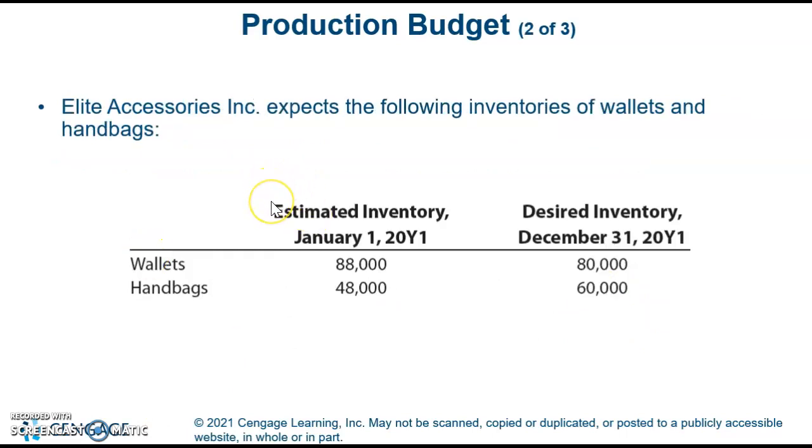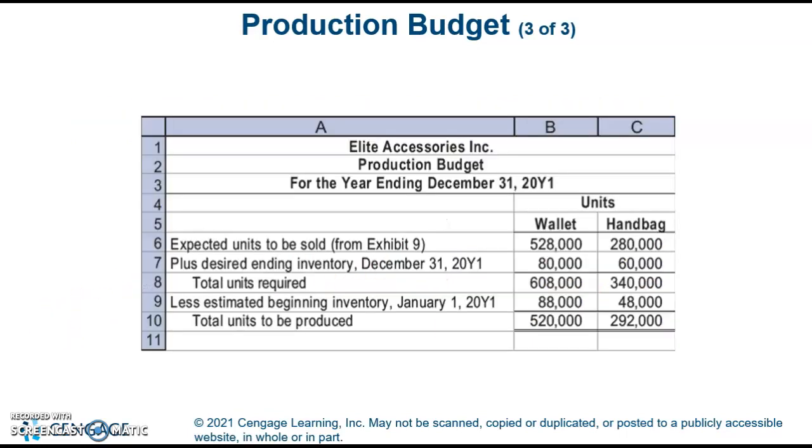Okay, so this is what Elite expects the following inventories of wallets and handbags to be. You can see we have an estimated inventory of 88,000 at the beginning, and we have desired ending inventory of 80,000 for the wallets. And then we're given the same information of what we expect and desire for the handbags.